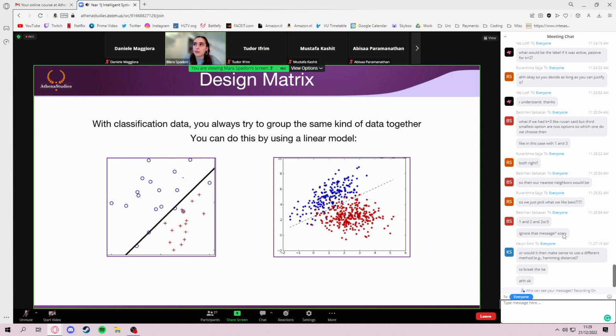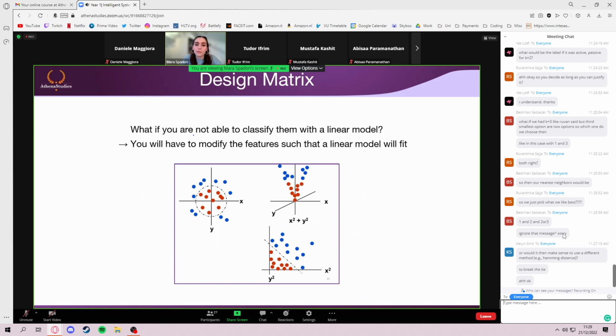So in this design matrix, what do you do if you're not able to classify them with a linear model? Well, then you have to modify the features such that a linear model will fit. So let's say we have something that looks like this. The only kind of model that can split it is this circle. Well, that's not a linear separator, right? So what we do instead is modify the features. We can take, for example, that every x value gets squared, every y value gets squared, and from there we can see, okay, now we can actually fit a linear model in there. That's all you have to do for these kinds of questions.